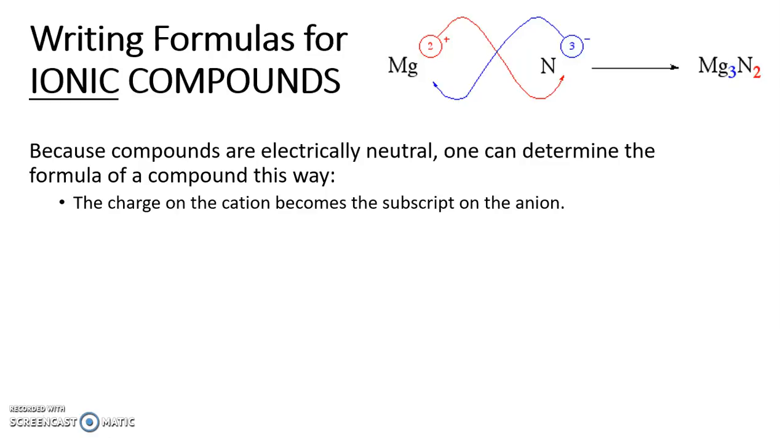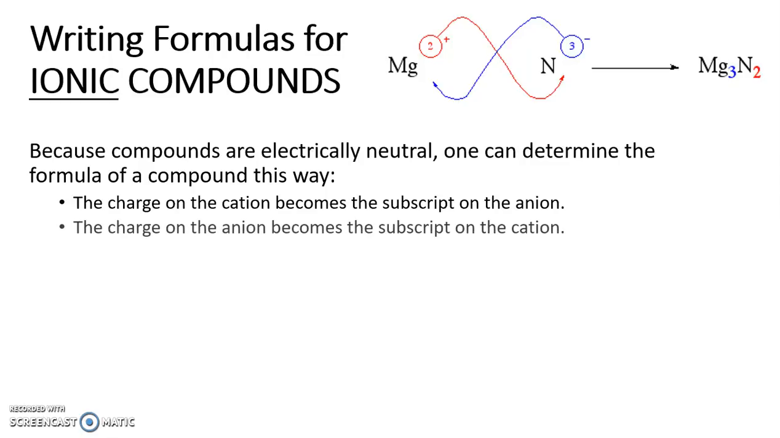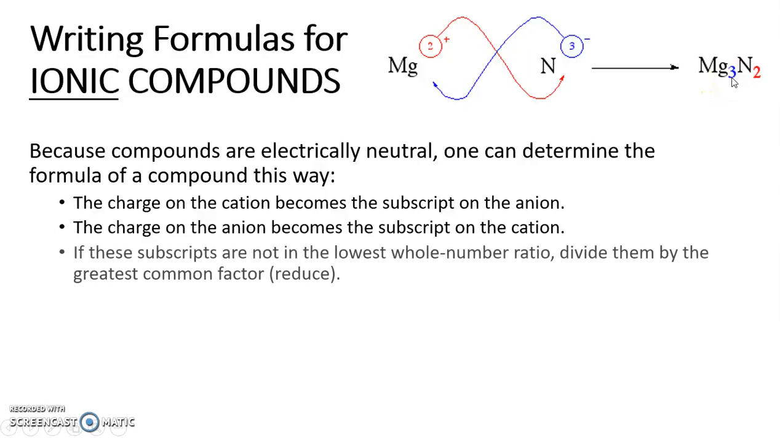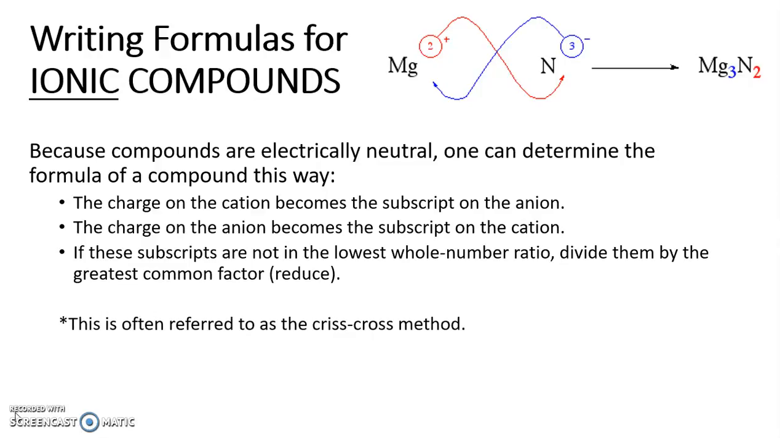So you find the charge of the cation, find the charge of the anion, and then you just crisscross them, move them to the bottom, and lose the positive and negatives. So the 2 from the Mg2 plus goes down here, as you can see here, and the 3 from the N3 minus goes down here, like you can see right here. Okay. If they are not in the lowest whole number ratio, we do reduce them for ionic compounds, so you would cancel them out when possible. And as mentioned, this is often referred to as the crisscross method that we use for ionic formulas.